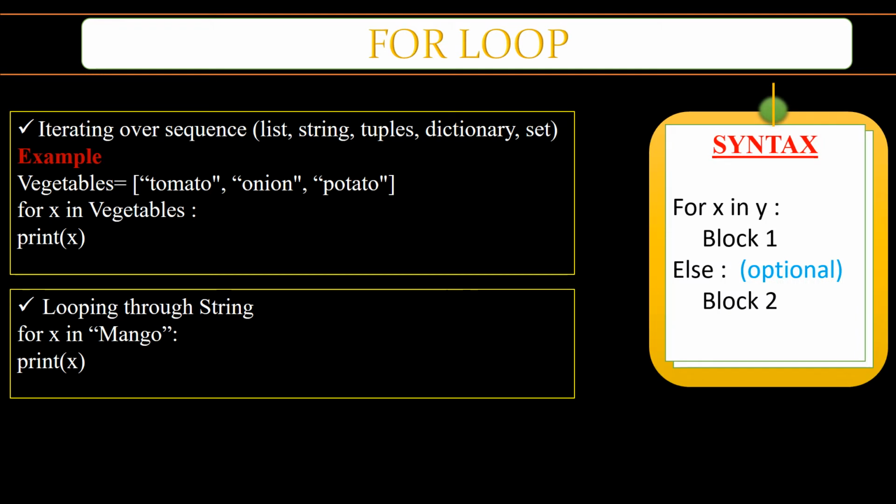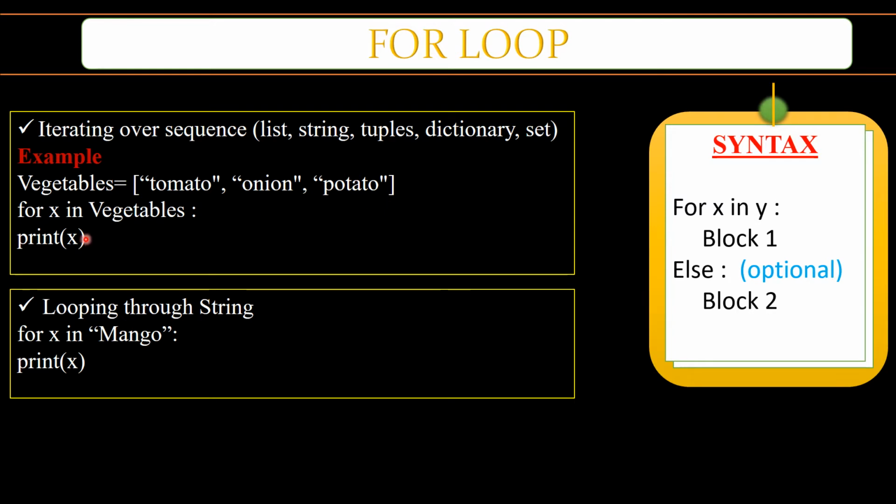For x in y, the block of statements will be executed. The else part is an optional one. Here is an example we can see. Here I have declared a variable called vegetables. In this vegetables, I have a list: tomato, onion, and potato.